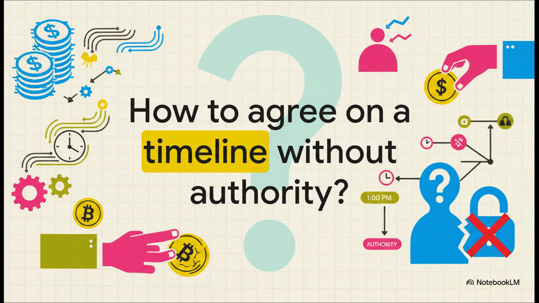In the traditional world, a bank acts as the central authority. They look at the timestamp and say, okay, you spent this dollar at 1 p.m., so you absolutely cannot spend it again at 1:05 p.m. But how on earth do you agree on the timeline of events without that central bank acting as the referee?